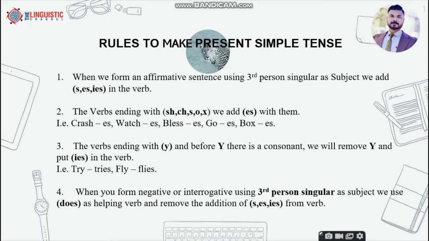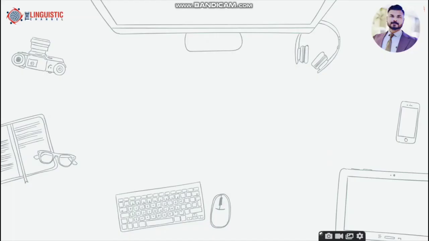Now the question arises कि भाई हम s, es और ies का इजाफा क्यों हटाएंगे जब हम does लगा देंगे? So my friends, does itself does not have any sort of existence, right? Does, I mean, es is the addition to the verb do. So when it is a helping verb, we add es with it because of the rule, right? So we do it like that, right? Next thing, let's have a look at some examples.